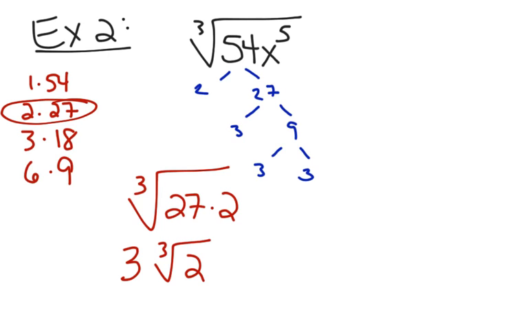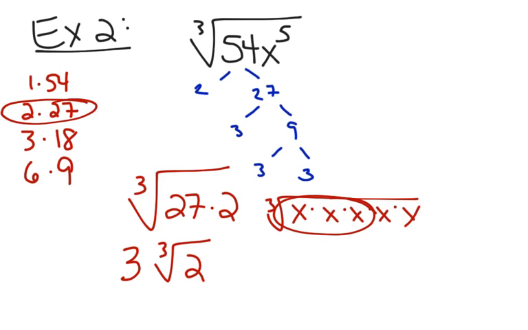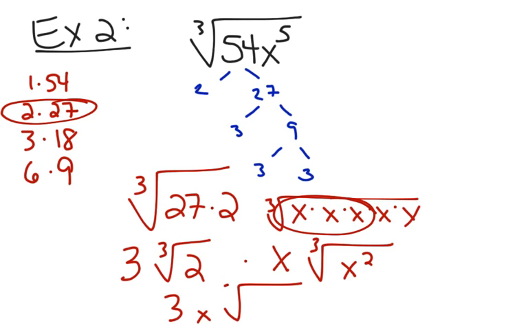To deal with the x's, I write out x 5 times. And to do the cube root of it, I want to find out how many groups of 3 of the same item I can circle. Well, you can only circle one group of x's. And there's still 2 x's left underneath. So if you multiply these back together, you get 3x times the cube root of 2x squared.